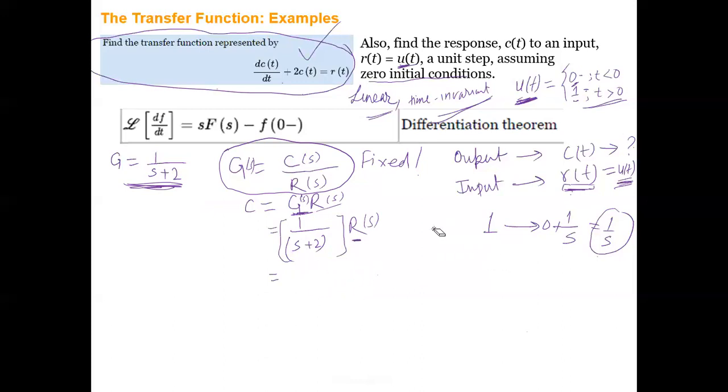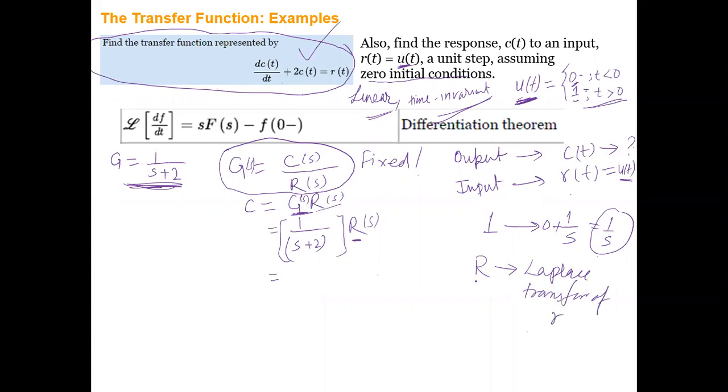Can I figure out R(s)? We are given little r. Little r is given here. Little r is u(t). Big R is called the Laplace transform of little r. The name of big R is a very long name: Laplace transform of little r.